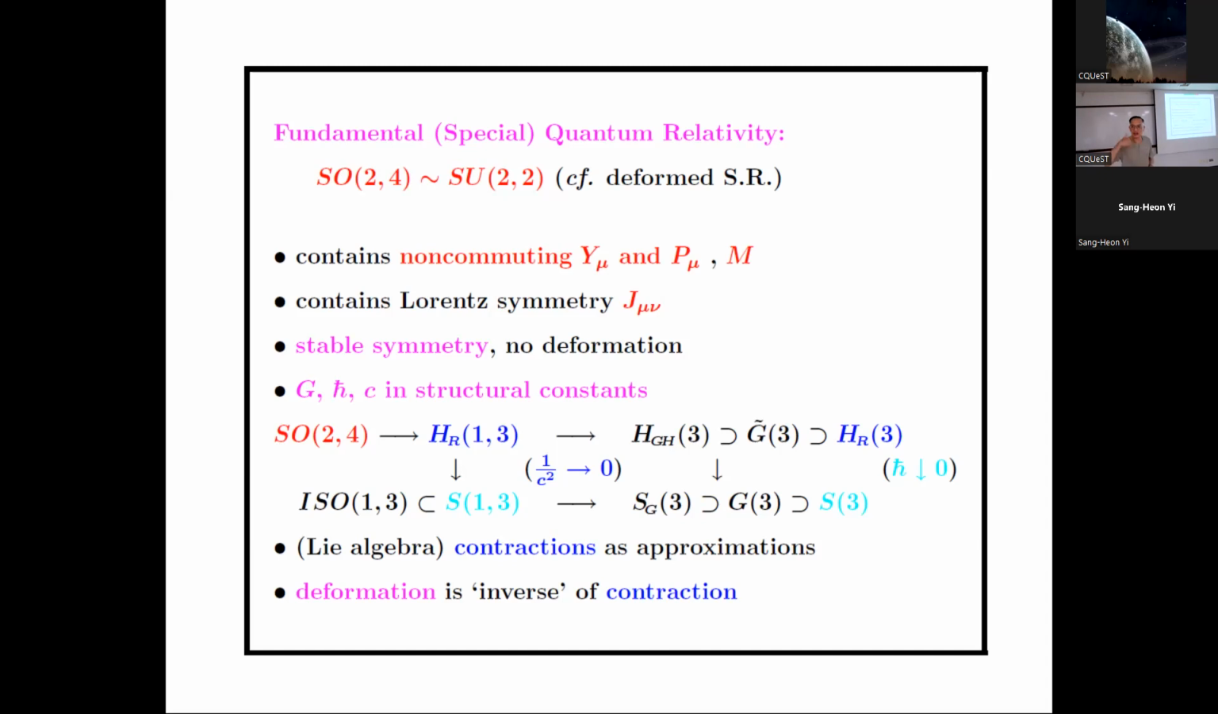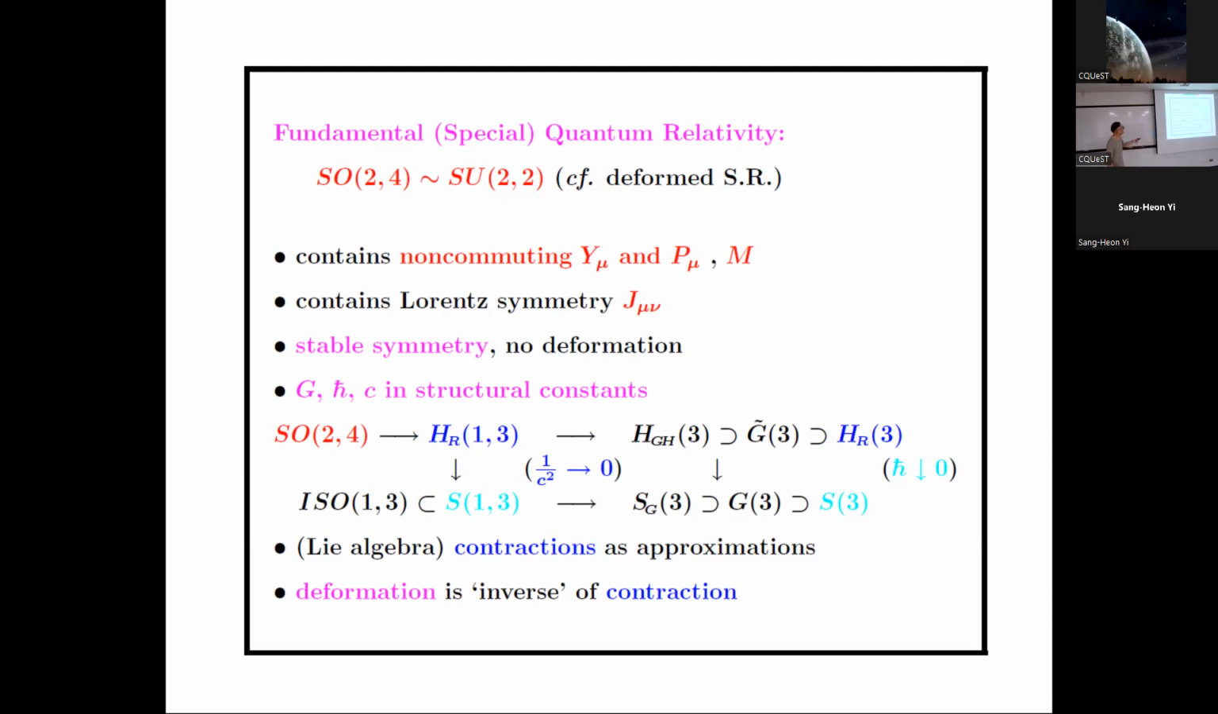Deformation is essentially the inverse of contraction. So contraction is, if you like, going to the c to infinity limit. You contract the Lorentz symmetry to the Galilean. Going backward is so-called deformation. And what deformation or contraction option you have is actually completely fixed by the algebra cohomology, some topological issue. So it's not quite arbitrary at all. Its options are quite limited.